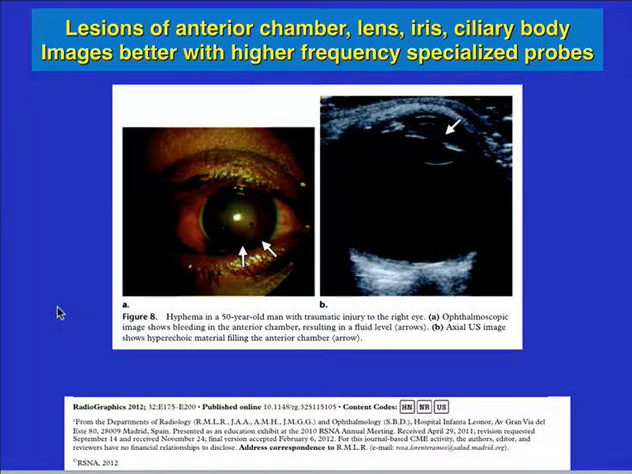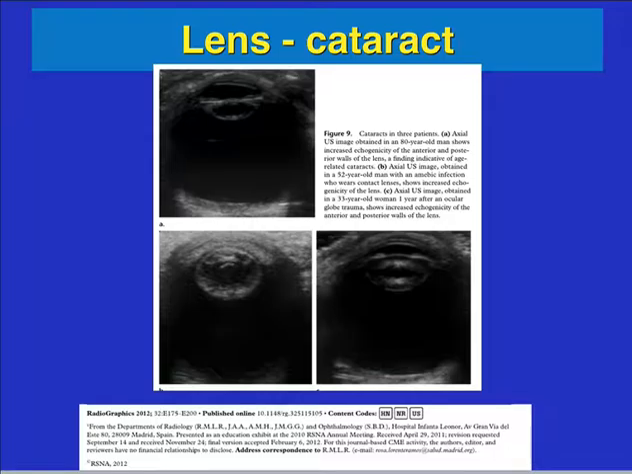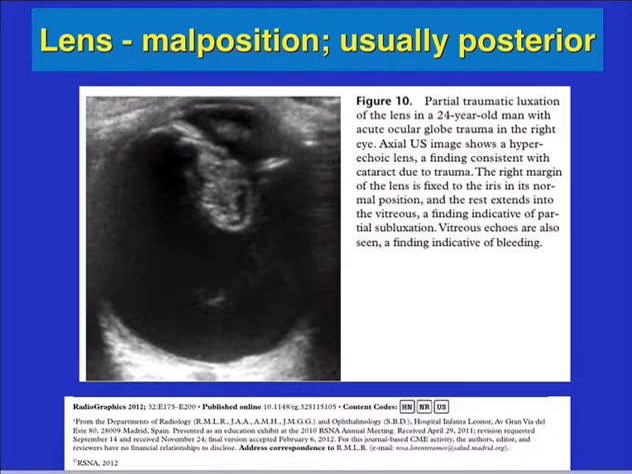Lesions of the anterior chamber, this is essentially showing you a hyphema that's full. We actually have different grades of it based on what percentage of the eye is covered. You can see cataracts. You can see lens malpositions.